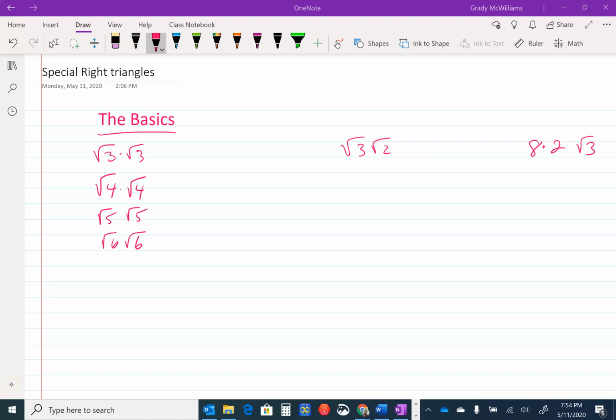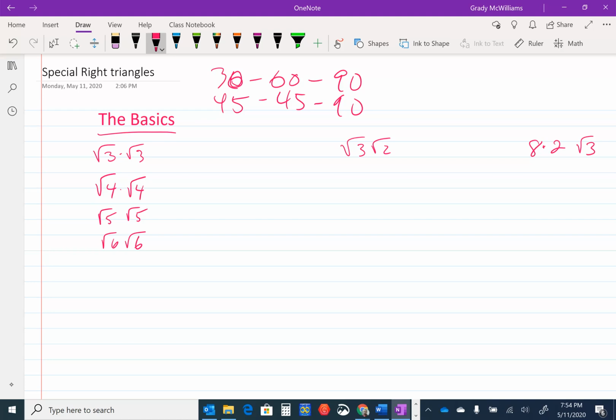Alright, welcome everyone. I just wanted to talk to you a little bit about special right triangles. We're talking about 30-60-90 right triangles and 45-45-90 right triangles. But before we get to that, let's go over some of the basics of operations with radicals.